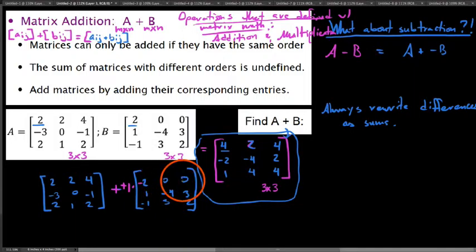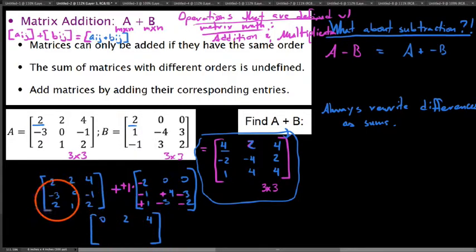So 2 would become negative, the zeros are still neutral, this would become negative, this would become positive, this would be negative, negative, negative, and this would become positive. So when we add these two new matrices, what we would get now is 2 plus a negative 2, which is 0. 2 plus 0 is still 2, and 4 plus 0 is still 4.